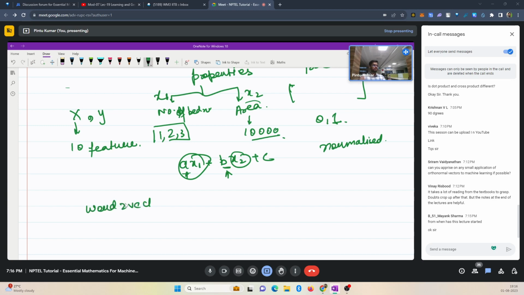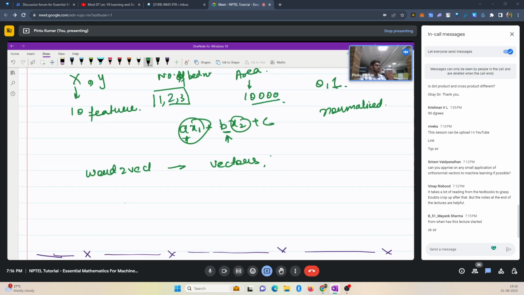If you have an image or some word where the representation is not very great, what we do is we first convert those representations into vectors. If the angle between two vectors is small, then we say that these two vectors are close to each other. But if the angle is 90 degrees, these two words or vectors are very far away from each other. These are the kind of applications where orthonormal or orthogonal vectors are useful.